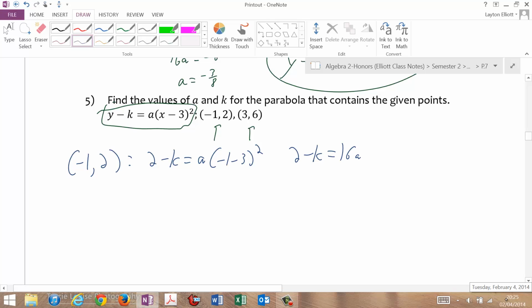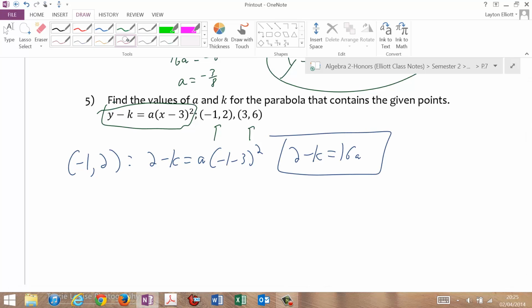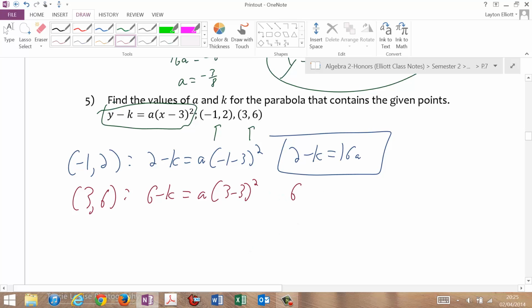We're going to lock that as equation 1, and then we're going to do this again with the other ordered pair, 3, 6. If I plug that in, I get 6 minus k is equal to a times 3 minus 3 squared. Simplifying that equation, I get 6 minus k is equal to 0. And that's going to be my second equation. And this is exactly like a system of equations. 2 equations, 2 unknowns. My unknowns are k and a. So really what I need to do is to solve this.